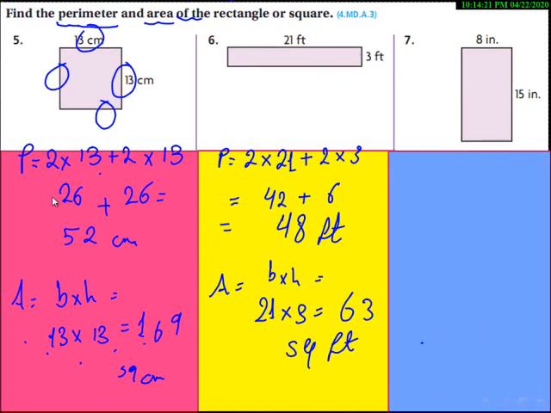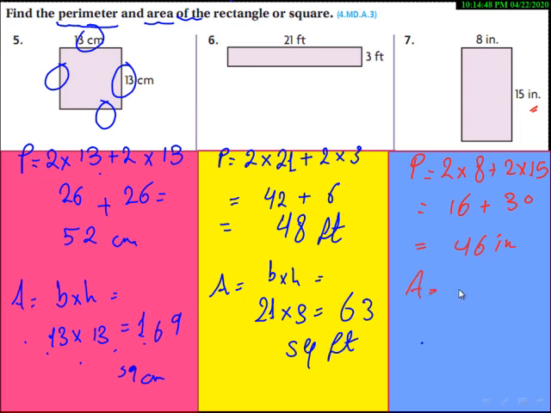And question 7. This rectangle, I'm going to solve it with another color. Perimeter equals 2 multiply what plus 2 multiply what? 2 multiply 8 and 2 multiply, great job, 15. 16 here plus, excellent, 30. So 16 plus 30, great job, 46. Perimeter with inches, yes, inches.